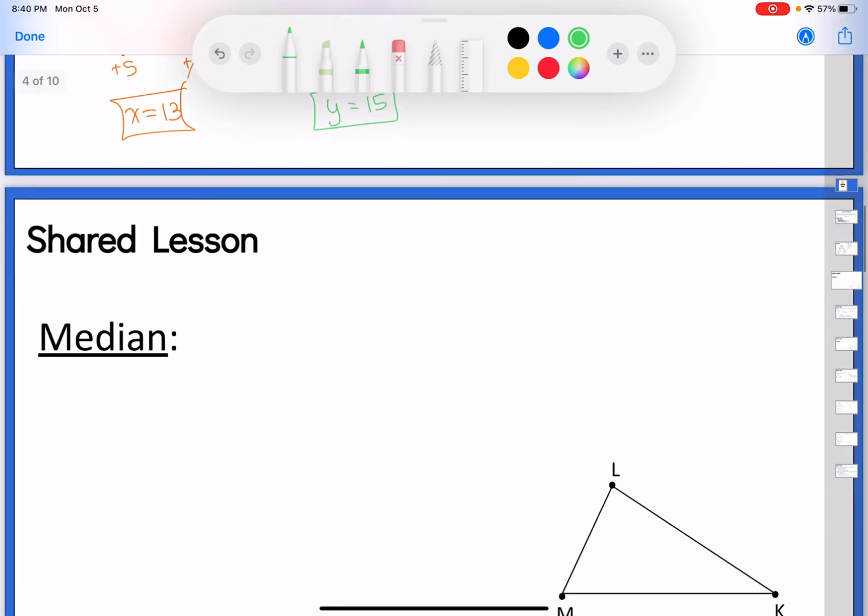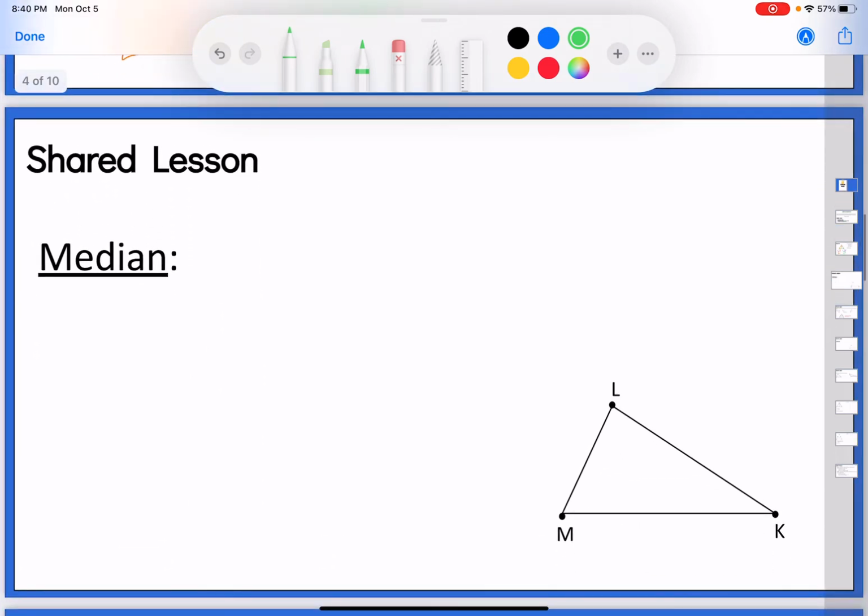Right? So what we're going to talk about today are two new things. The first one is called a median, and the second one is called an altitude. So we're going to start with a median. So here is the definition of a median.